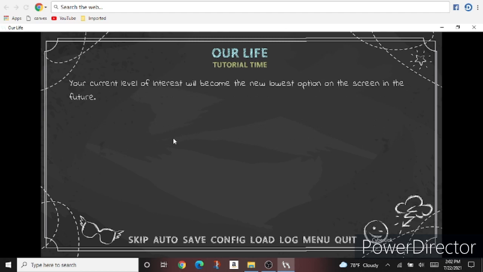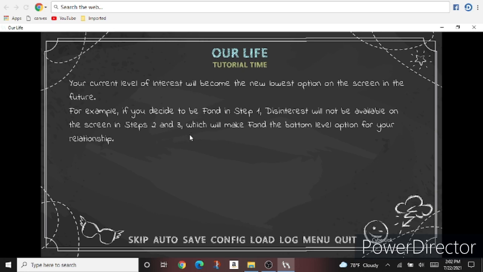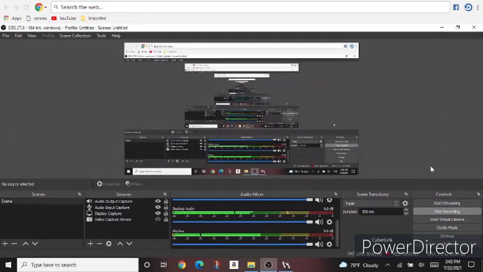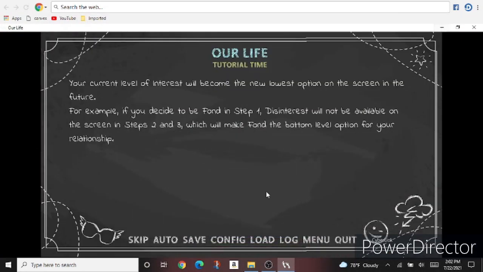Your current level of interest will become the new lowest option on the screen in the future. For example, if you decide to be fond in step 1, this interest will not be available on the screen in steps 2 and 3. This will make fond the bottom level option for your relationship.